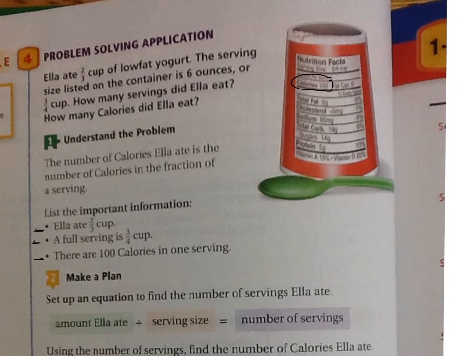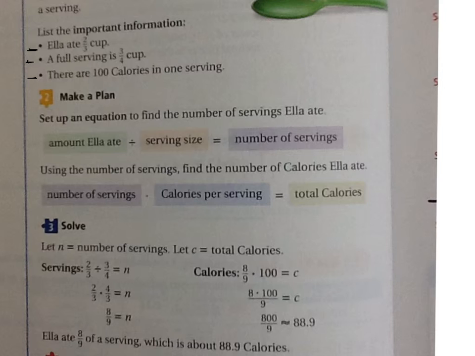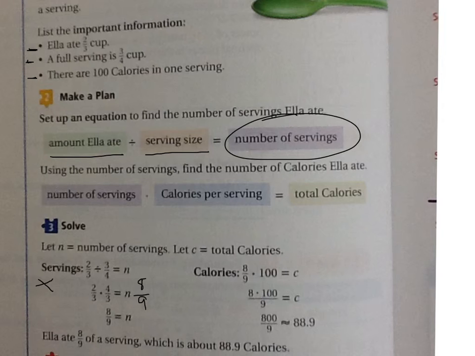So to set up this equation, you need to write down the amount that Ella ate, which was 2/3. You need to divide it by the serving size, which is 3/4. That will tell you the number of servings. So that's right here, 2/3 divided by 3/4. Write it as a multiplication problem. 2/3 times the reciprocal of 4/3. Multiply across the top. Multiply across the bottom. 8/9 equals the number of servings that she ate. So did she eat a full serving? No, just under a full serving.